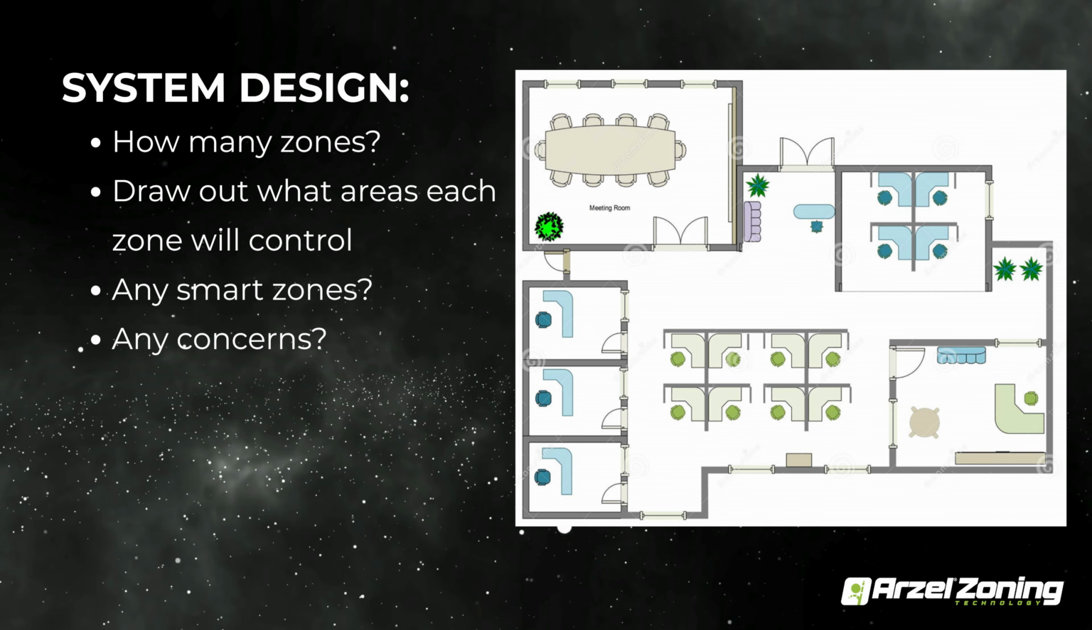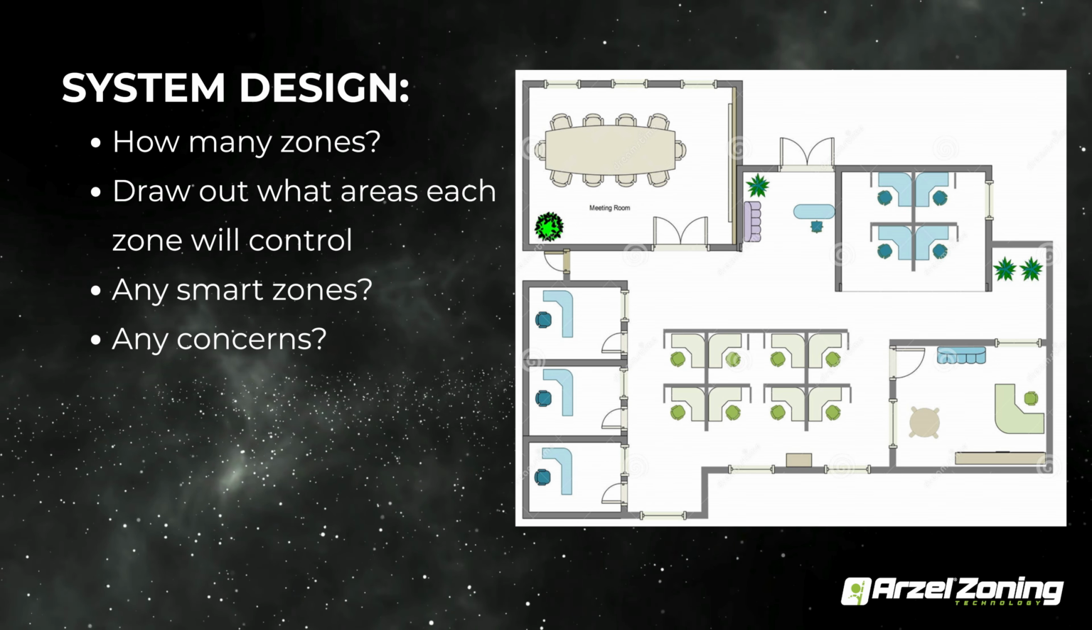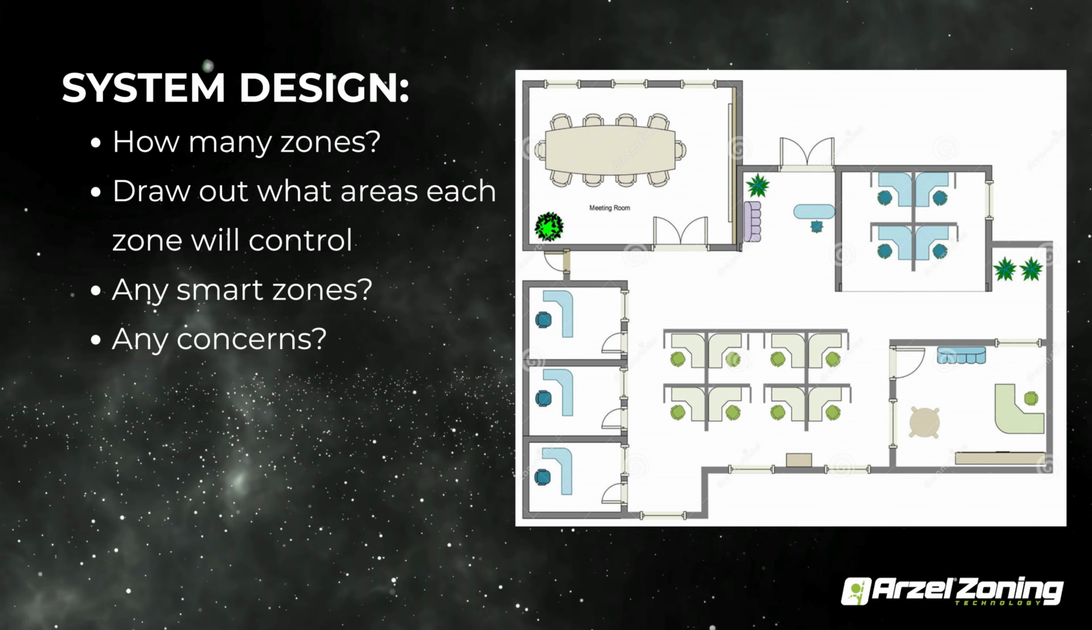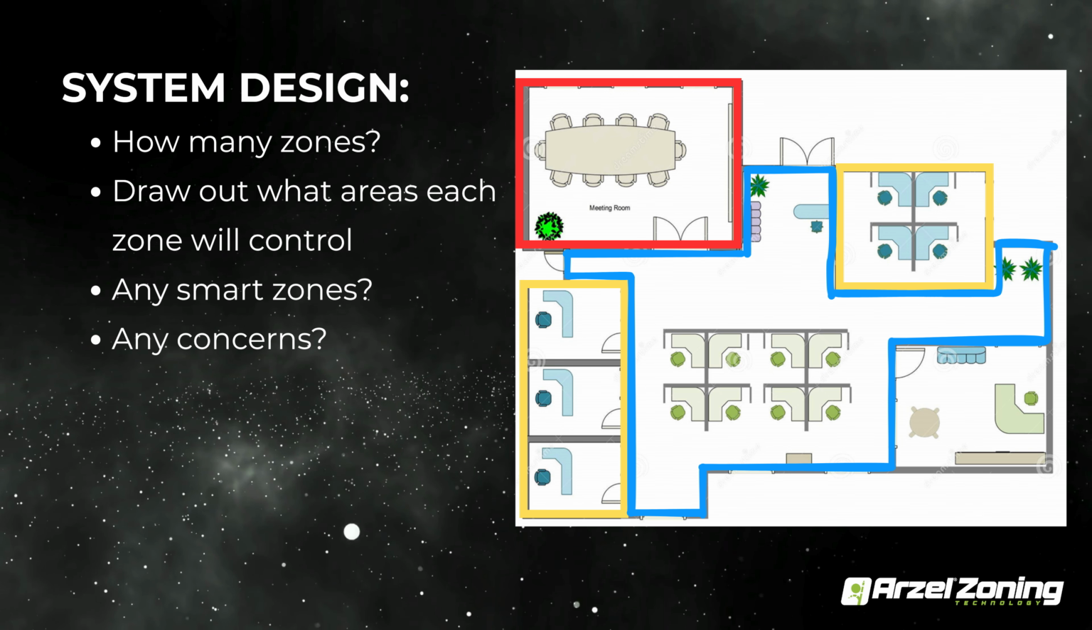How many zones? 3. Meeting room, these 2 office spaces, and then the open floor plan. All right.